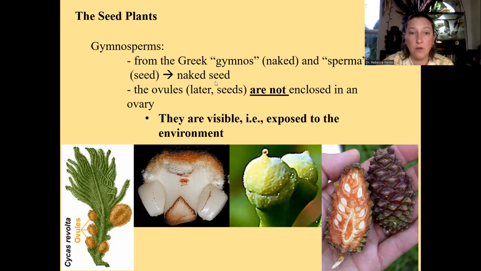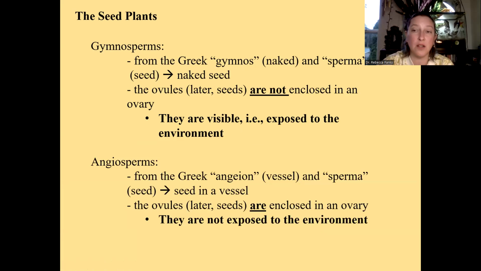Okay, this is old news now. We already know the gymnosperms. Now let's talk about the angiosperms. The angiosperms, opposite from the gymnosperms, have ovules that are enclosed in an ovary. And so their ovules are not exposed to the environment. And eventually, when those ovules become fertilized, the seeds will also not be exposed. The seeds will be inside of a fruit. So this is different from the gymnosperms.